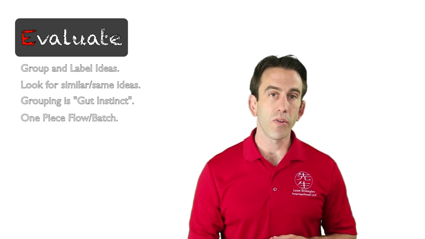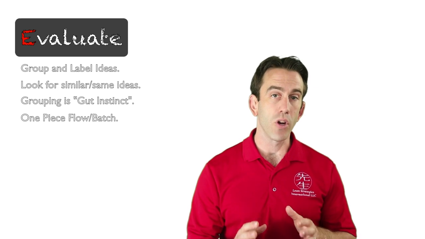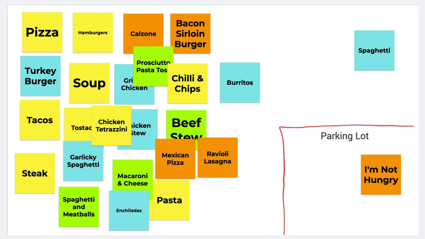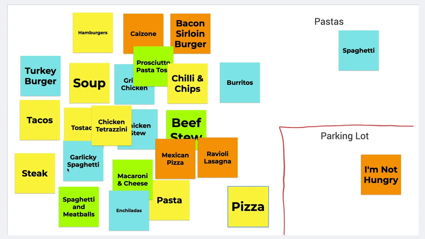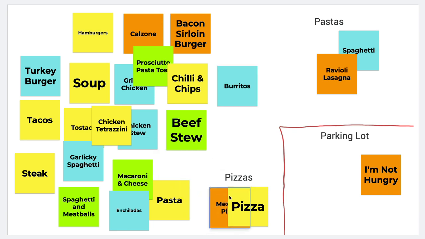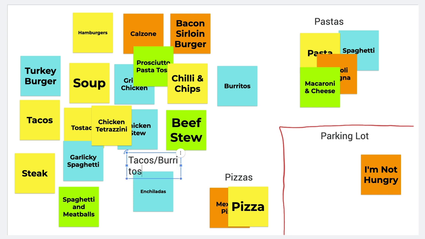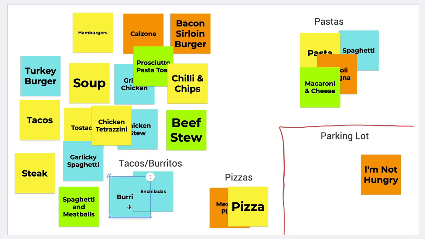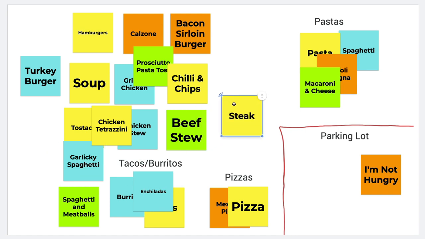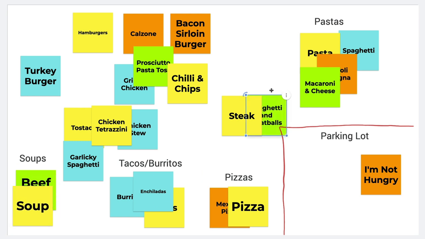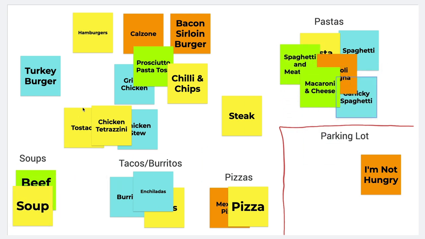Labeling each of the groups can be done in a one-piece flow fashion or in a batched approach. One-piece flow, for example: a label is selected from the labels that are spread across the wall. If the label does not have another that is identical, place it away from the other ideas and add a relevant label to define a category, theme, or grouping. For example, if you were to pick up the spaghetti sticky in our example, you may label that group as pasta. Then grab another idea and look at the groupings that you have already established.